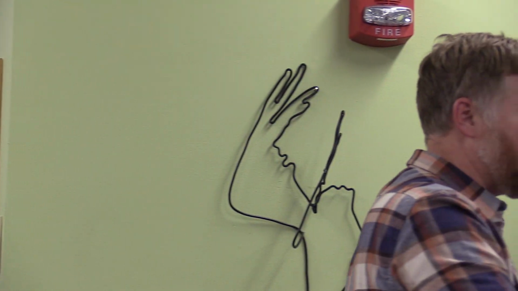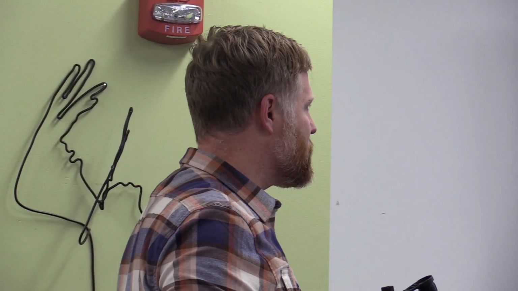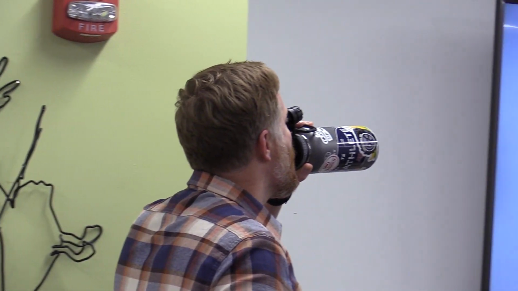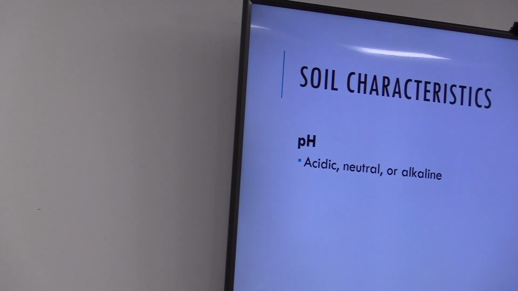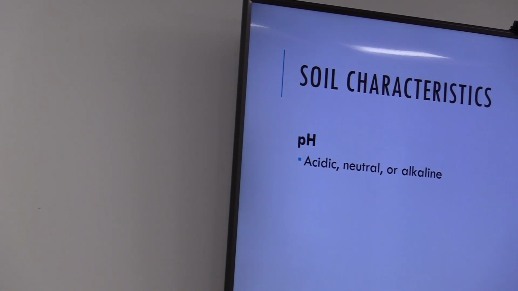Chemical characteristics. pH is really important. What's pH? It's the inverse log of the percent of hydrogen ions that are available. So it's basically, is it acidic, is it alkaline? And is it neutral in the middle? So neutral is 7. If it's below 7, then it's acidic. If it's above 7, it's alkaline. It's basically just a measure of how acidic or alkaline the soil is.